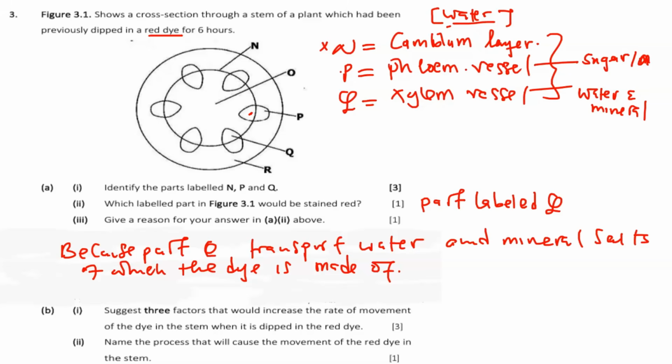Then suggest the 3 factors that would increase the rate of movement. Now this rate of movement, we can look at it. What are the 3 factors that would increase the rate of movement?